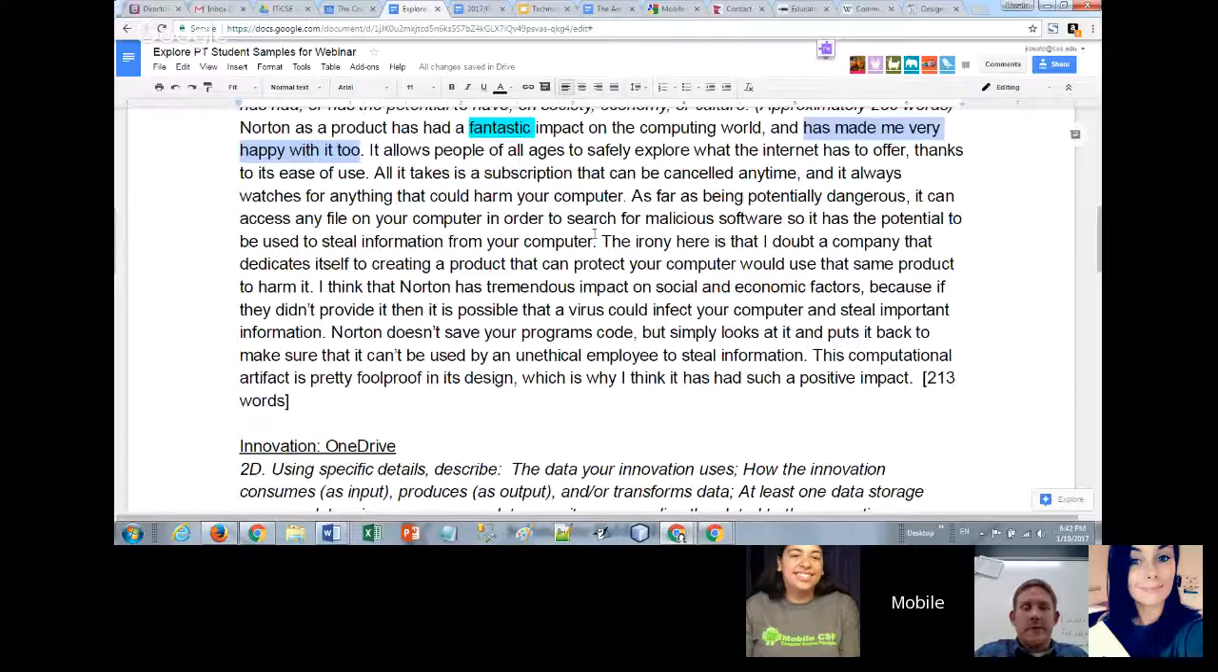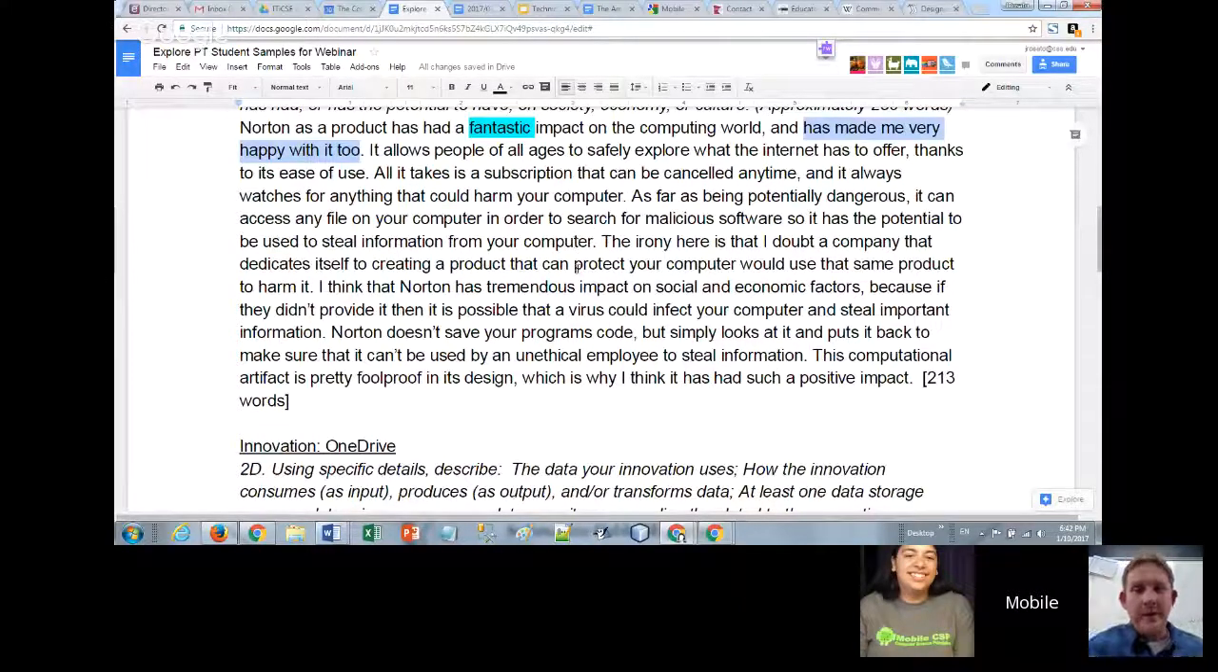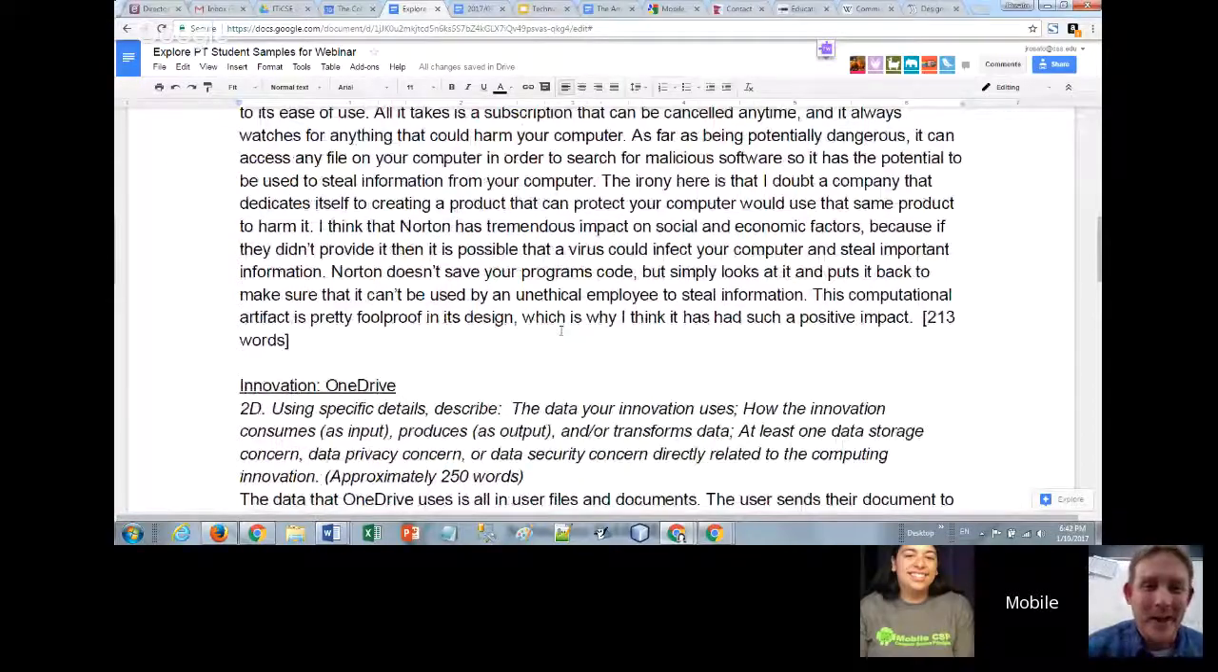Yeah, and there are other parts as we get further down, just like a personal writing thing, the I think that Norton has tremendous impact. I don't know that I think needs to be in there. It's your paper. We're assuming it's what you think, unless stated otherwise. And so those are always spots where it's not necessary. And again, that sentence, because if they didn't provide it, then it is possible that a virus could infect your computer and steal important information. That becomes a sentence that I think, if read out loud, is a spot where we could either cut it or at least be a bit more concise.